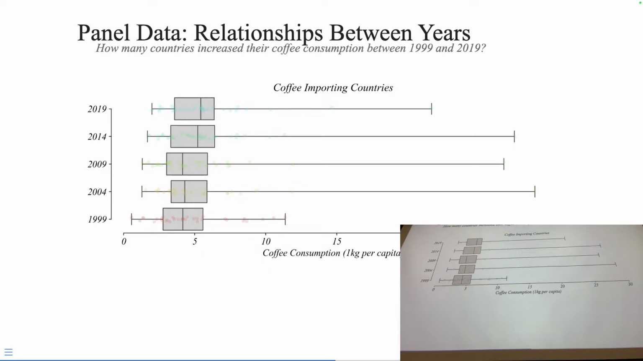Anyone know what we might do in this case? We want to see how countries have changed their coffee consumption through time. And we want to know particular countries. Like, how many countries are increasing and how many are decreasing?